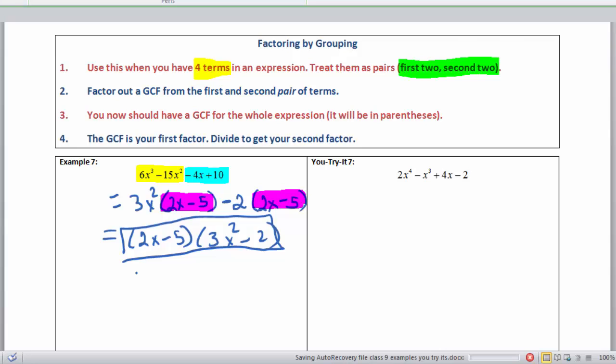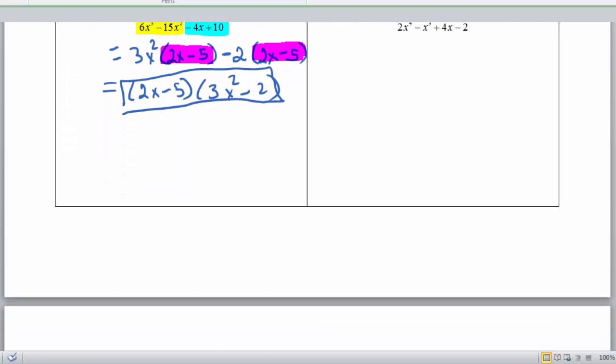And again, you can check that by multiplying out. If you multiply it out, you should get back to the original polynomial. That's always a good way to check factoring problems. After you factor, multiply out, and you should get whatever you started with. If you don't, then there's something wrong. All right? So that would be factoring by grouping.